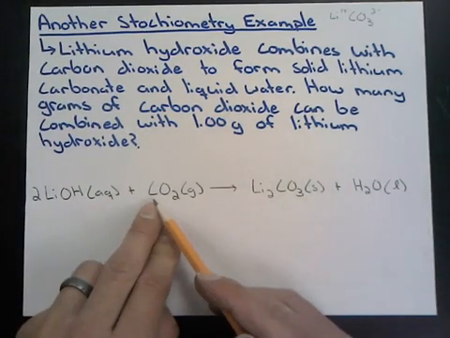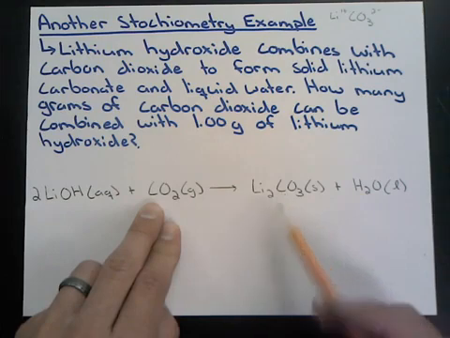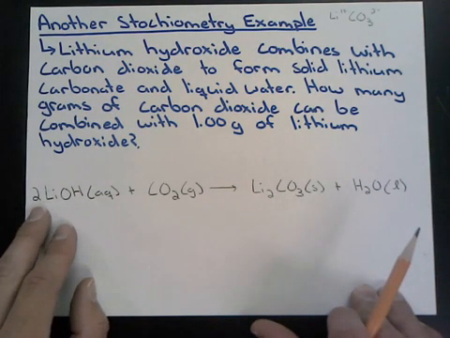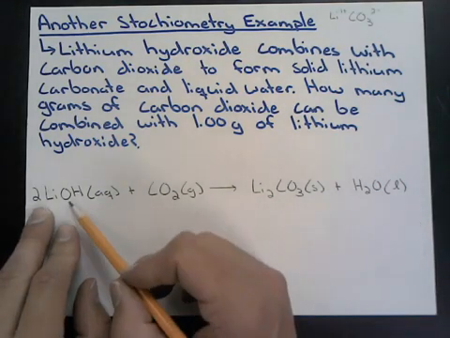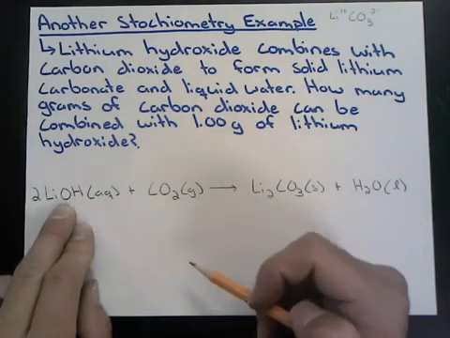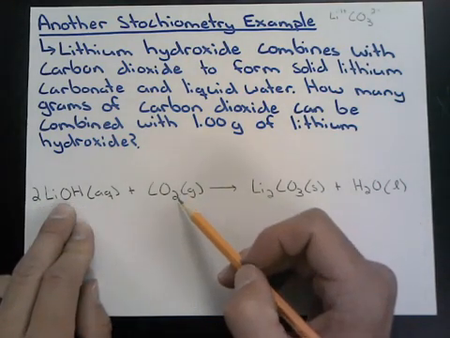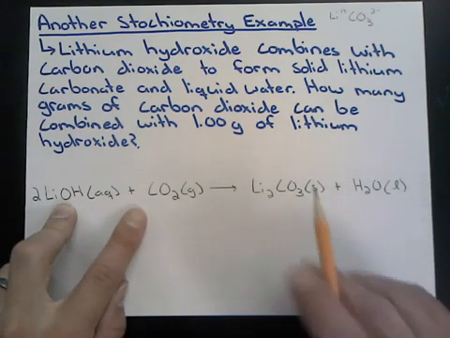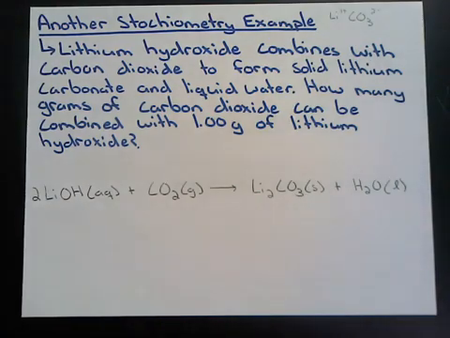C's, I have 1 carbon on the left, 1 carbon on the right, so they're good to go. And now I'm going to get back to my oxygens. Okay, so I have 2 oxygens from this first reactant plus another 2. So 2 plus 2 is 4. And over here I have 3 plus 2. So right now this is balanced.